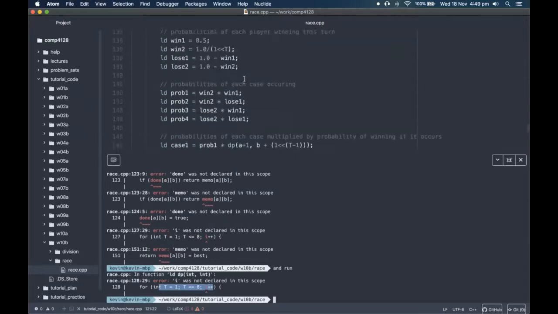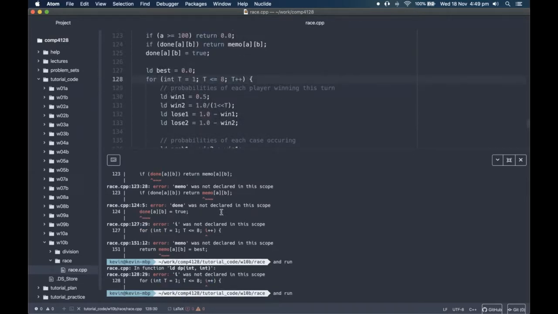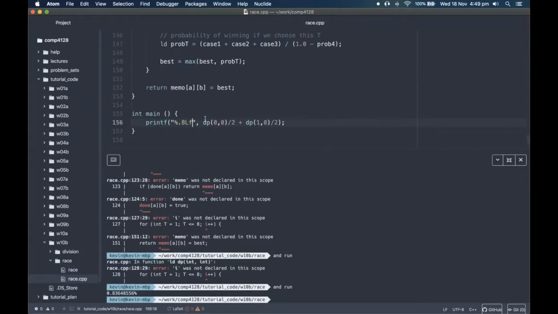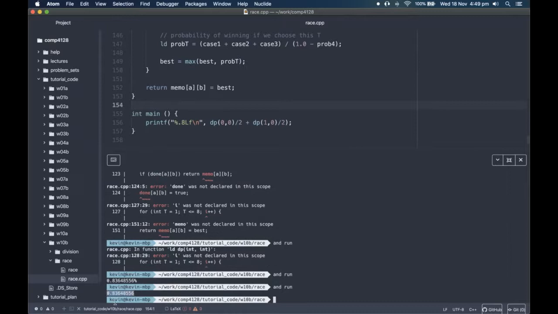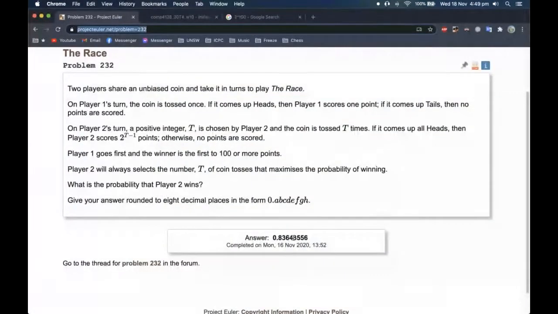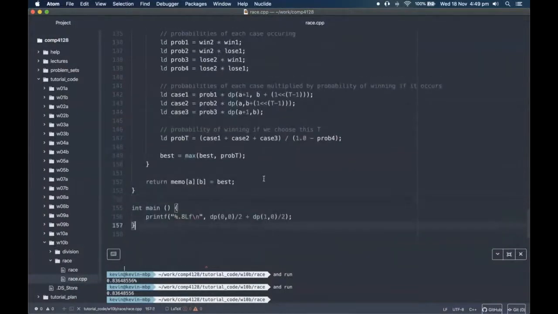All right, looks like we have one final error here. I accidentally used I instead of T, so let's make sure we correct that. And we'll get a number. With a percent at the end, that's because I forgot to put a \n at the end. But hopefully we can see it's very small, but that number says 0.83648556, and this number here is 0.83648556. This is the same number. We were able to calculate the same result using our DP.